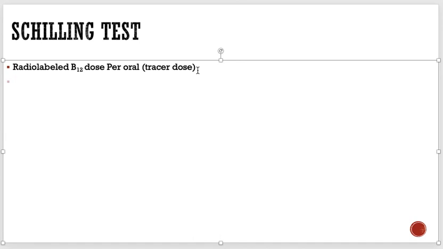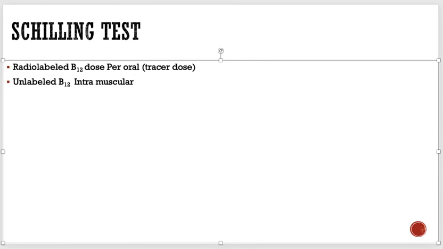Then we give unlabeled B12, which is not labeled, or you can say the one which you can get from egg, by the way, or from meat. We give this unlabeled vitamin B12 intramuscularly, IM, by the help of an injection.